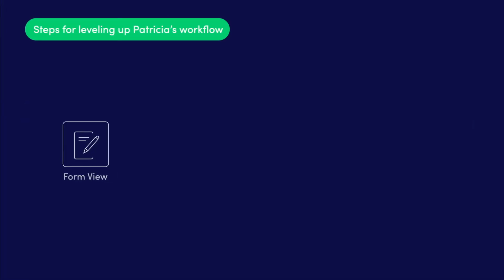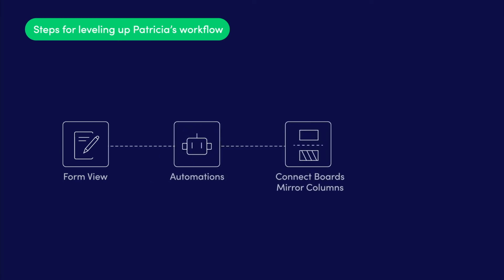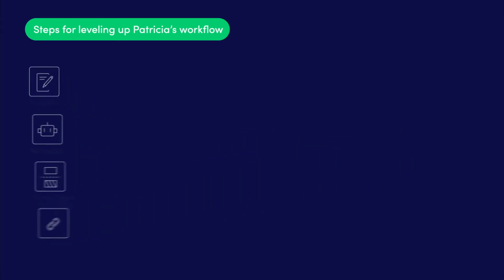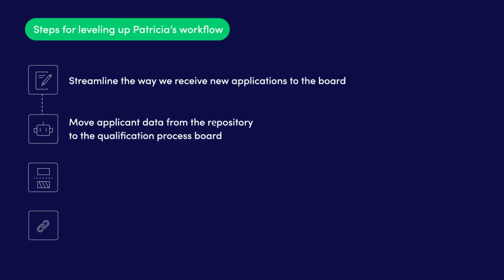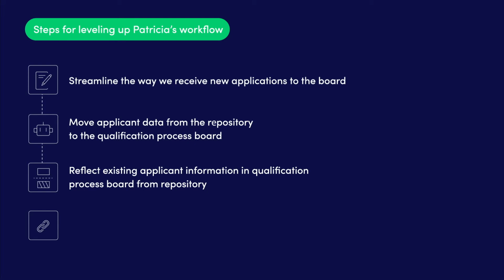Let's take a look at how we're going to level up Patricia's workflow. We'll be doing this in four steps. First, we'll streamline how new applications are added to the board using the form view. Next, we'll automate how applicants that enter the qualification process move from the repository to the qualification process board using automation. Next, we will discover how we can reflect existing application information in the repository to the qualification process board using the powerful connect boards and mirror columns. Finally, we will automate steps 2 and 3 using, you guessed it, the automations. Let's start with the first step.